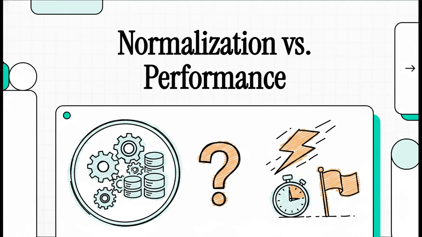When you're dealing with data, there's this constant tug of war happening. On one side, you've got this dream of perfect, pristine organization. And on the other, you've got the need for raw, blistering speed. So, which one wins? Well, as we're about to find out, the real answer is a whole lot more interesting than just picking a side.